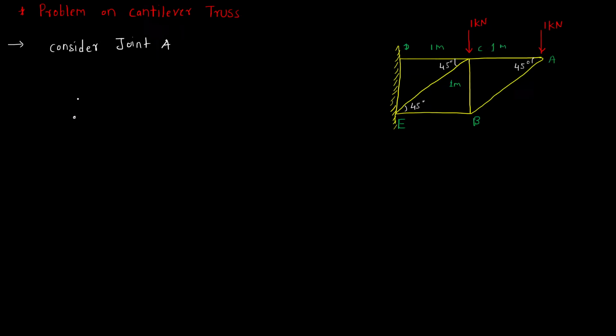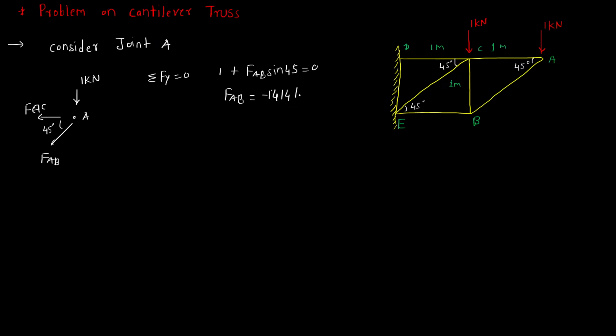So at joint A there is a 1 kilonewton force acting, then FCA, or we can say FAC, is acting, and one another force is there, FAB, and this angle is 45 degrees. This is point A. Same thing, sigma Fx is equal to 0, sigma Fy is equal to 0. So we'll be using first sigma Fy is equal to 0. With this we'll get 1 plus FAB sine 45 is equal to 0, and FAB is equal to -1.414 kilonewton. So FAB value we have got here.